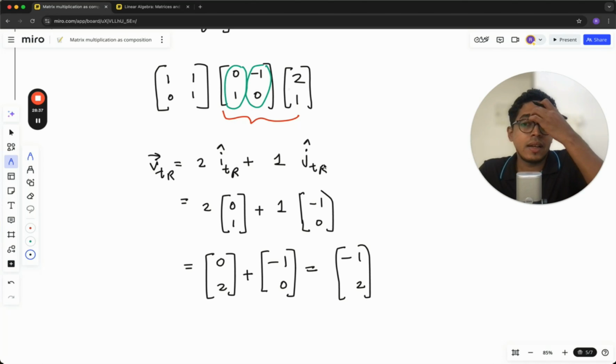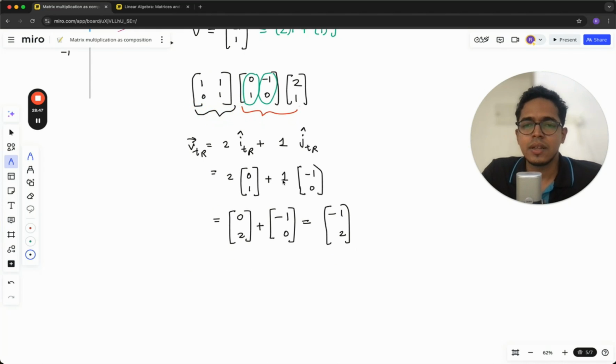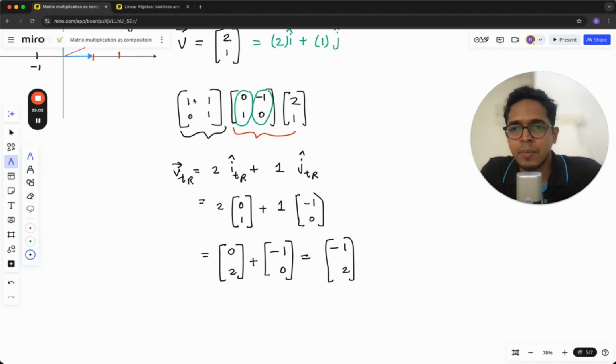Now one more thing. After we apply this transformation, we have now one more transformation, right? So this transformation will transform the new unit vectors also. So the new unit vectors were at 0, 1 and minus 1, 0. So this matrix will transform them. So let's see what happens to those unit vectors. So this 0, 1, this guy 0, 1 will end up at 1, 0.